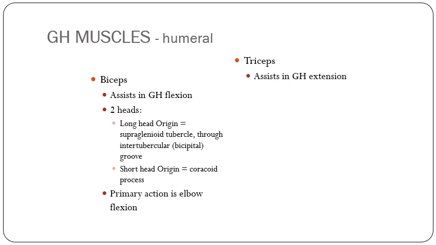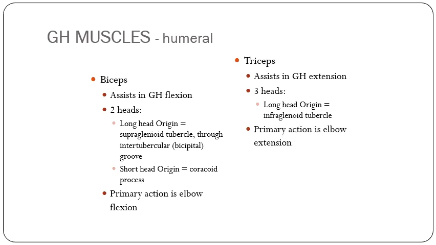If we go to the triceps, the triceps assists in glenohumeral extension. Now, there are three heads. The reason it's called the triceps is because there are three heads. The biceps has two heads. However, only one head of the triceps crosses the shoulder joint, the long head origin. The long head is on the infraglenoid tubercle. The other heads don't cross the shoulder joint because they're on the humerus. And again, the primary action there is elbow extension, but they do assist with shoulder extension because of that long head.